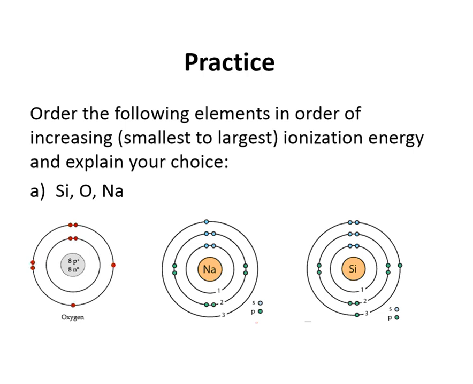Okay, so let's put these in order. We said smallest to largest ionization energy. So it was sodium and silicon and then oxygen. Here are the Bohr-Rutherford diagrams for those 3 elements. So now we want to try and look at, well, why is oxygen having the highest and sodium having the lowest?